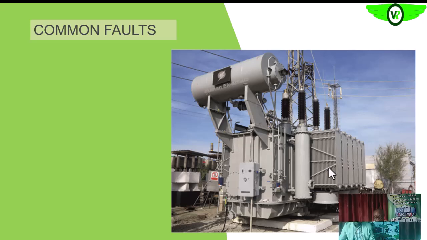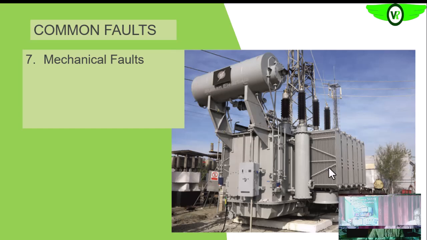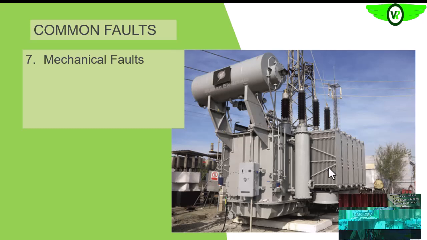Then lastly, on this module, we are going to be looking at mechanical faults, mechanical problems. We have considered the active parts, though we've also looked at some mechanical parts, but this time we are going to look at all other auxiliaries to the transformer. That is the tank that is holding the oil, the cooling fins, the cooling fans. All of these are mechanical components that can develop faults that can affect the operations of the transformers eventually.